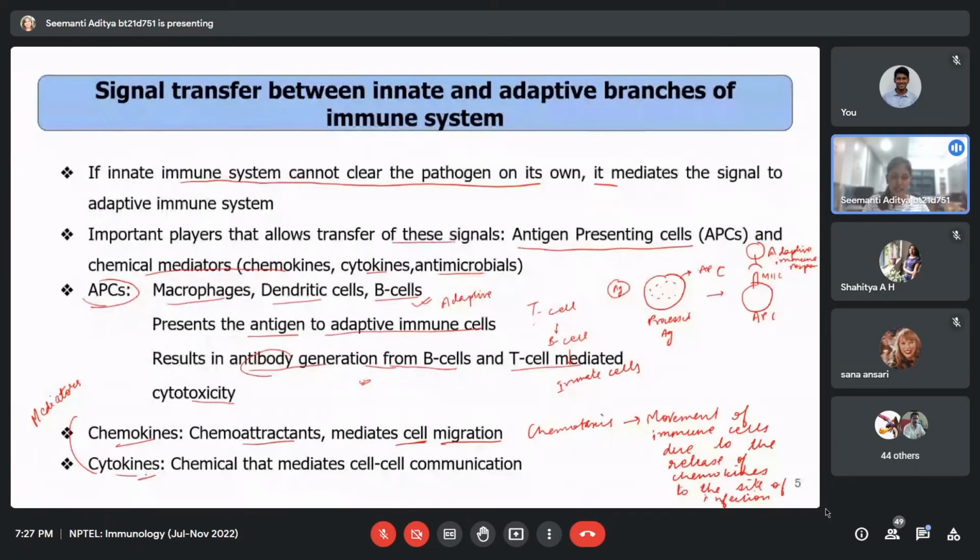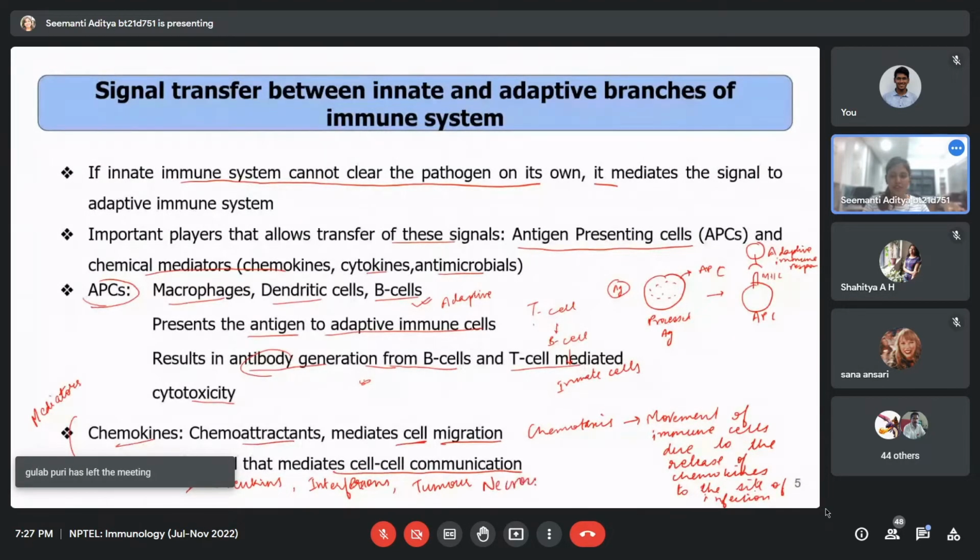On the other hand, cytokines, this chemical is more prone to mediate cell-cell communication, because cytokines can be interleukins or interferons. So interleukins, interferons, tumor necrosis factor, etc. So cytokines are mostly associated with cell-cell communication.